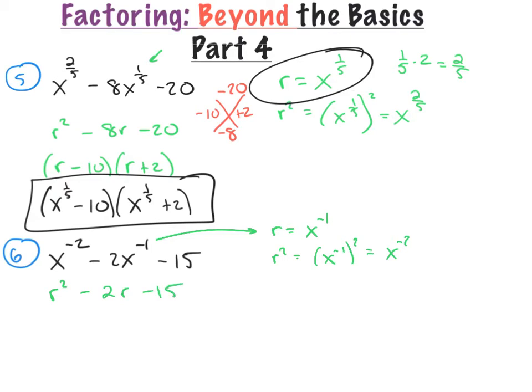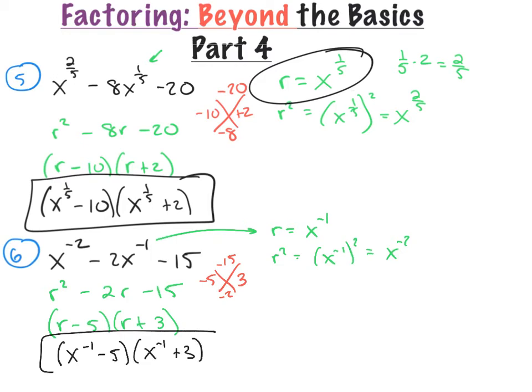Cool. Okay, lovely problem to factor. Two numbers that multiply to be negative 15 and add to be negative 2 are negative 5 and 3. So this factors to r minus 5, r plus 3, which would make this x to the negative 1 minus 5, x to the negative 1 plus 3. Okay, let's try a couple more like that.